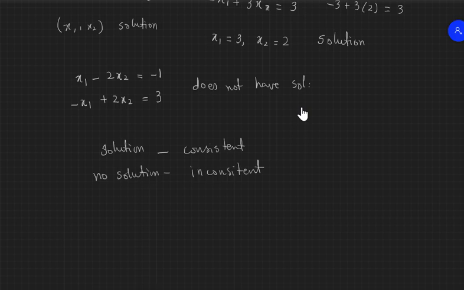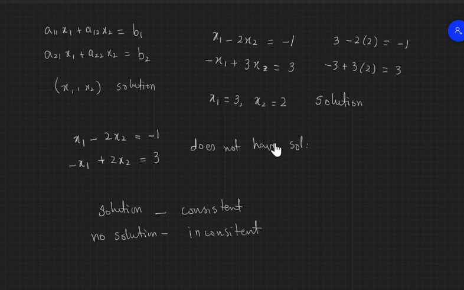For example, in this case, the system x1 minus 2x2 is equal to minus 1 and minus x1 plus 3x2 is equal to 3 is called a consistent system, whereas x1 minus 2x2 is equal to minus 1, minus x1 plus 2x2 is equal to 3 is an inconsistent system.